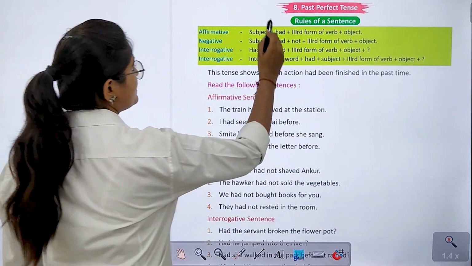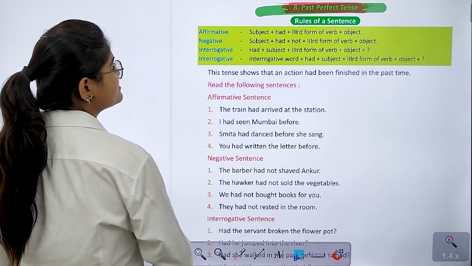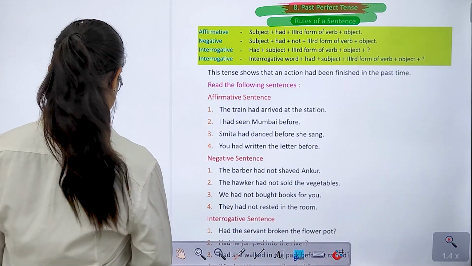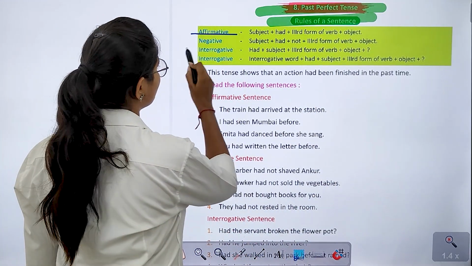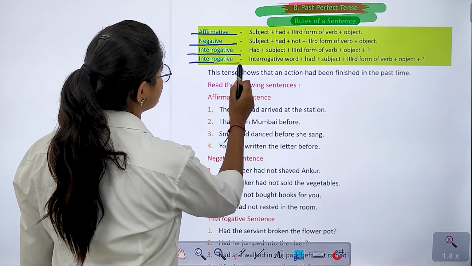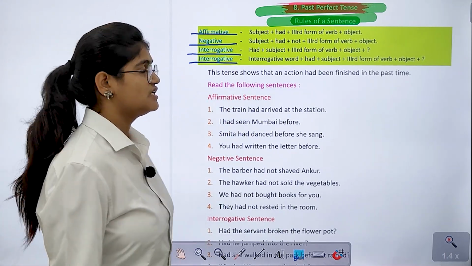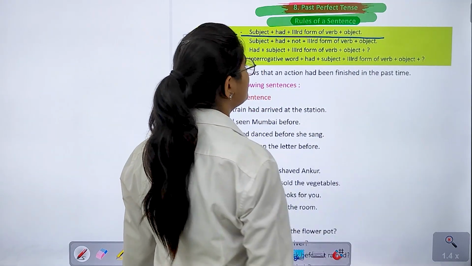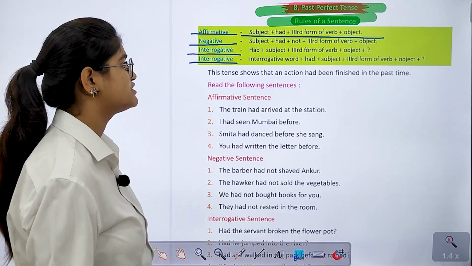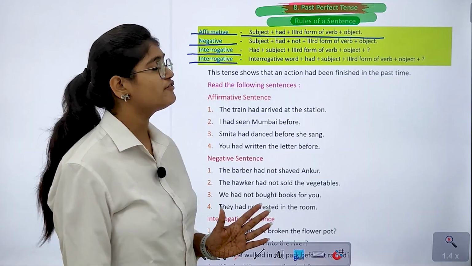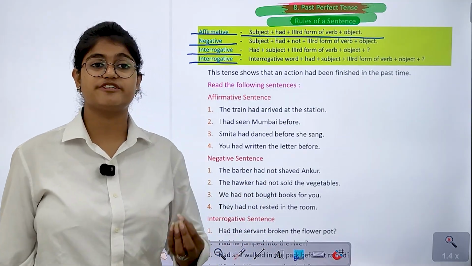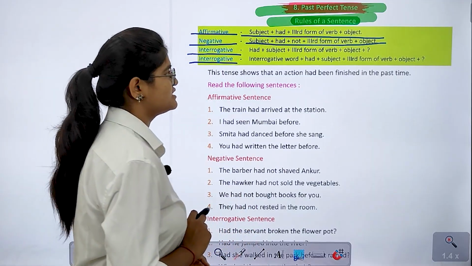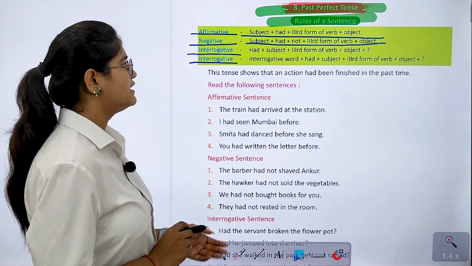तो द नेक्स्ट वी हैव पास्ट परफेक्ट टेंस एंड अगेन वी हैव द रूल्स ऑफ अ सेंटेंस. So let's read the rules very quickly. Affirmative, negative, interrogative and interrogative, right? So next we have the subject plus had plus third form of the verb plus the object. In the negative form also the formation is going to be the same, just simply we are going to add not in the sentence after had, right?